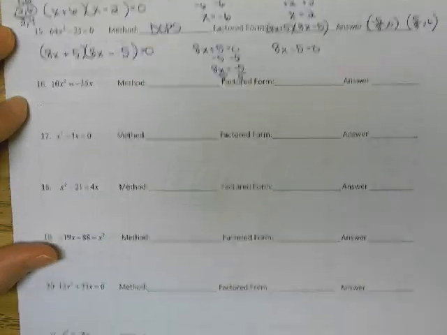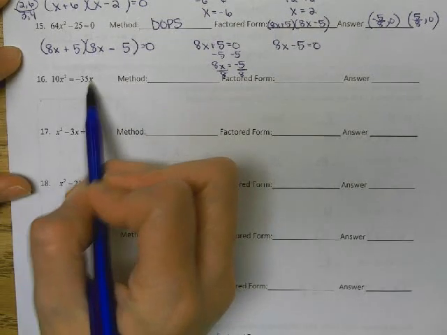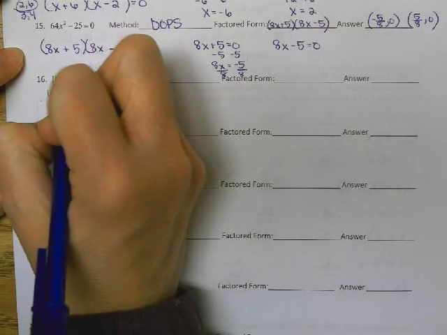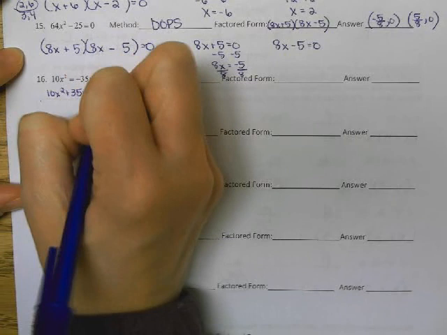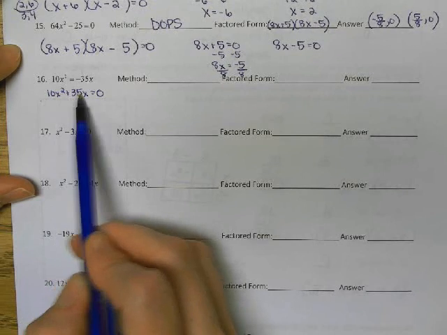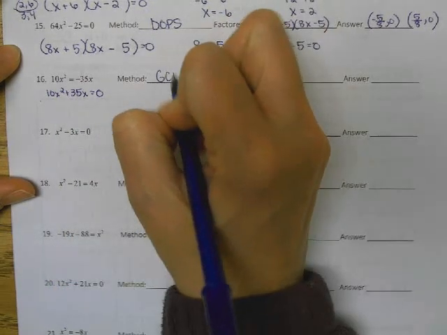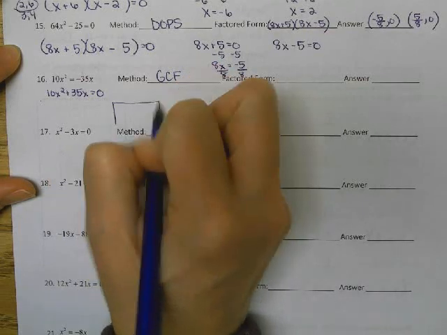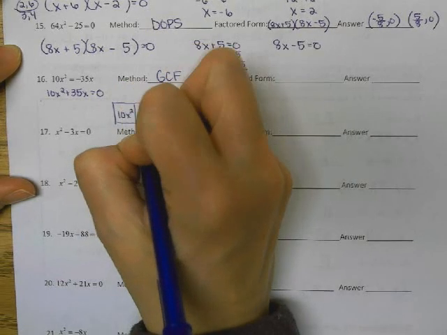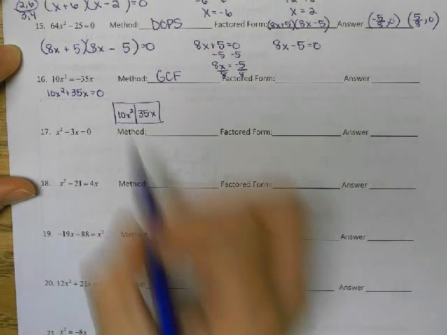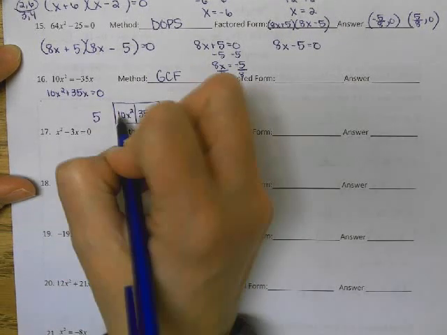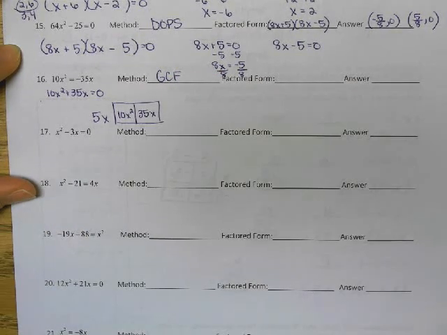Okay. Alright, 16. Before I can do anything, I do need to get everything onto the same side and have it equal to 0. So I'm going to add this 35x to the other side. I have 2 terms, which makes it a binomial, and both of my terms have an x, so this is a GCF problem. So I'm going to draw my box, and remember I only need a 1 by 2 this time, so 10x squared and 35x. So 10x squared and 35x, what is the largest number that goes into both? It's a 5, and then they both have an x.